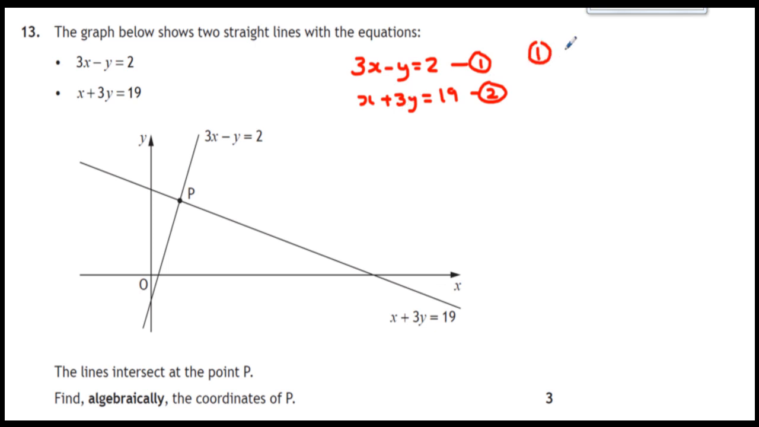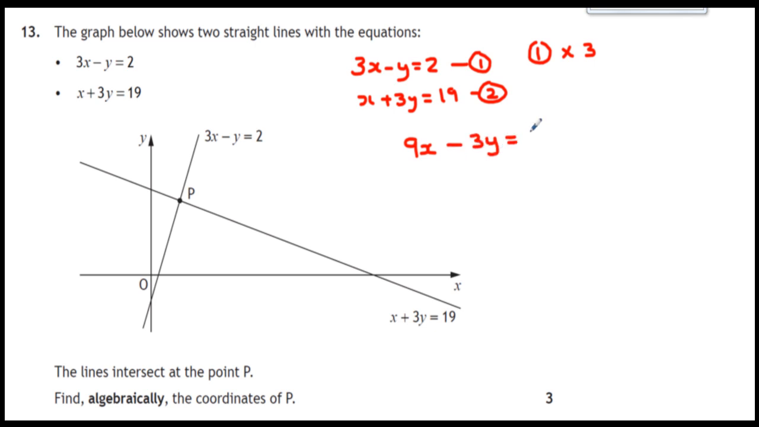So when I do that, I'm getting a new equation. Now be careful that you multiply every single part of that. So 3 times 3x's are 9x, 3 times minus y is minus 3y, and 3 times 2 is 6. Now that's a new equation, that's equation 3.